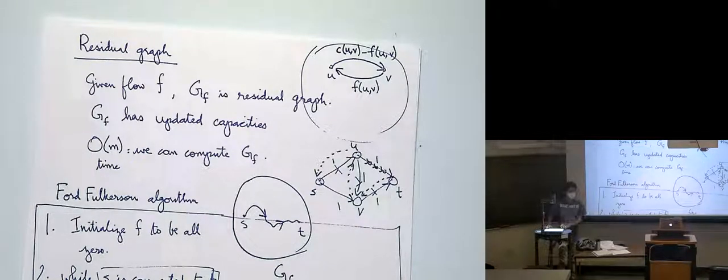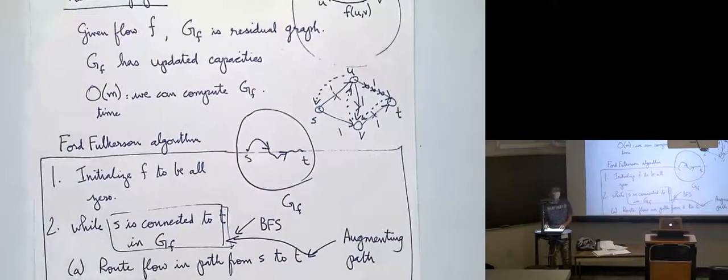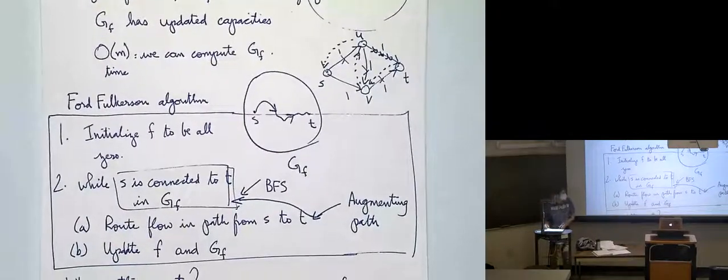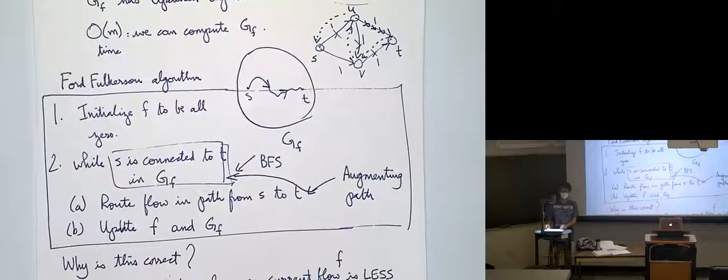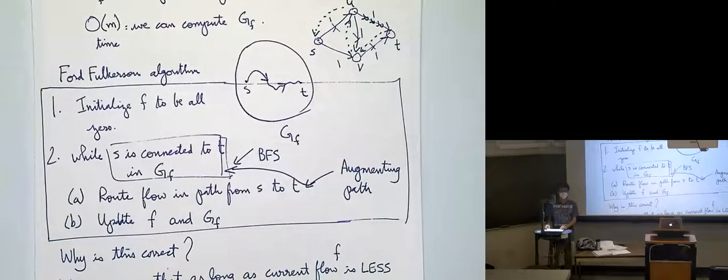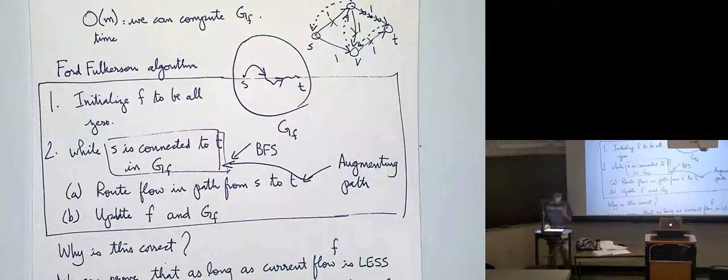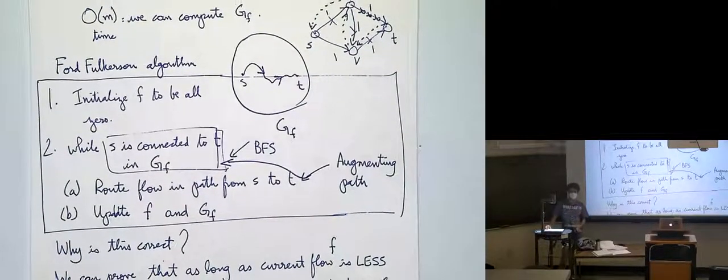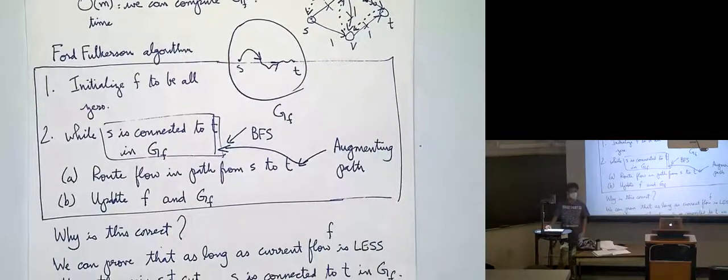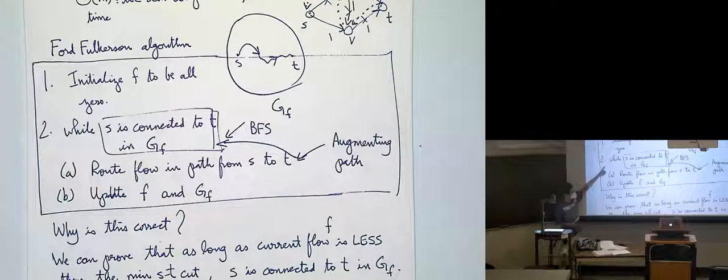Okay, so that's the Ford-Fulkerson algorithm. Any questions about this? I haven't given you any proofs, but. So what is the running time of this? Let's assume that all the capacities are positive integers. How long does a single iteration take? Just one iteration.